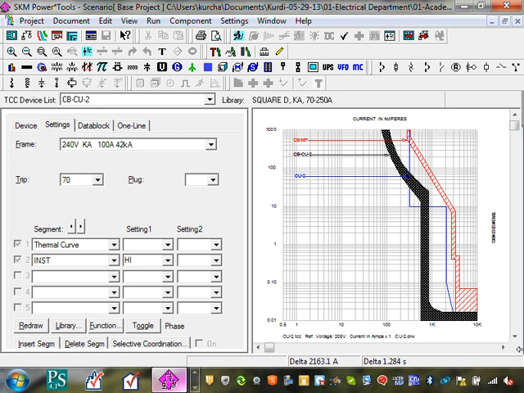Higher amps, faster tripping, more protection. Any comments, guys? Any questions about circuit breakers?